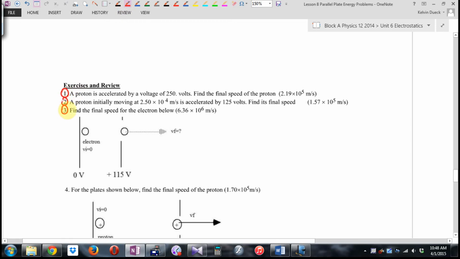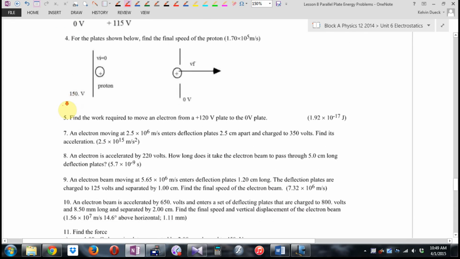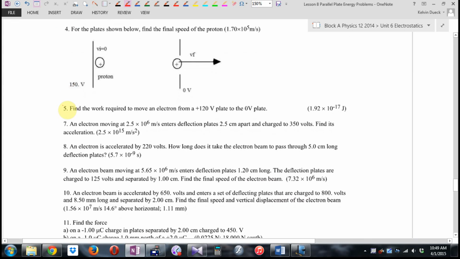Number 1, number 2, number 3. Number 4 is the same as number 3, but it's a proton. I'm going to assume that you could do it for a proton the same as for an electron. It's just going to be a different mass. Same charge, though. Five is good. I nuked 6 because that was actually asking you to find an angle theta. 7 and 8 are good.